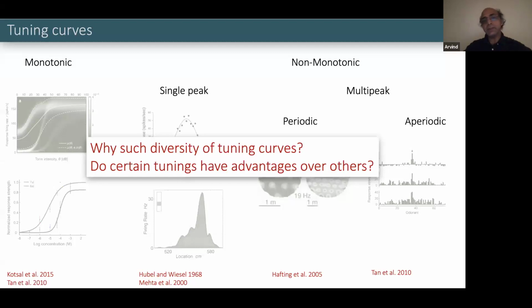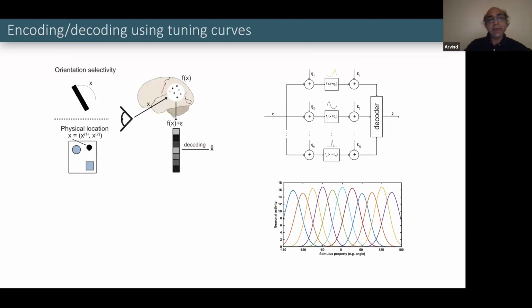And what we started to ask was, why such diversity of tuning curves in the brain, in different brain areas for different modalities? I mean, one answer to this could be that, well, it's biology, whatever works, works, and that's it. But maybe there are certain advantages of one particular kind of tuning over another, and that's what we were interested in. So this is how we formulated then the problem.